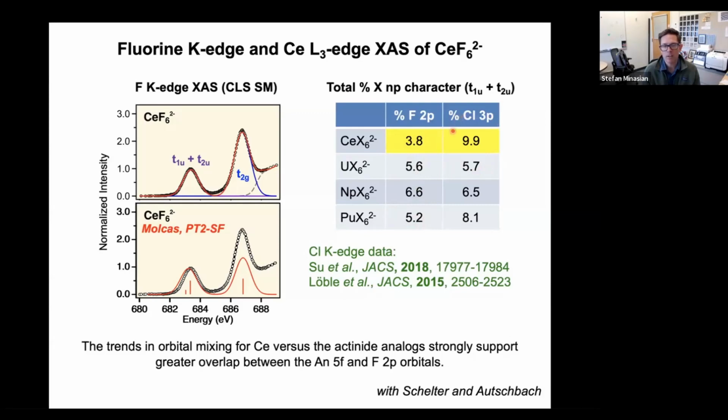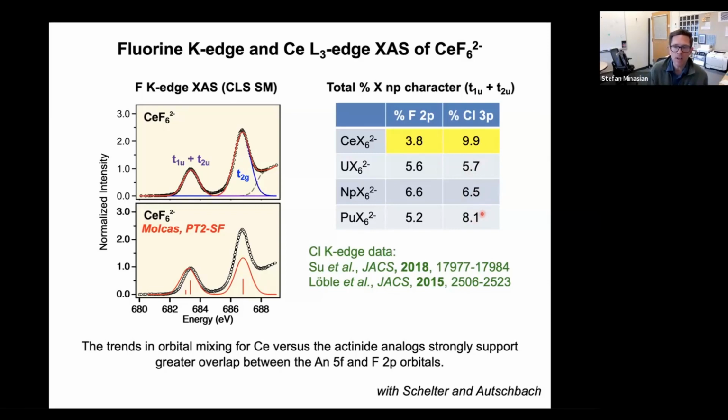When we go to the chlorides, though, we actually see the opposite trend. So for cerium hexachloride, we have a fairly large amount of orbital mixing, and then it seems to be dropping when you go to the actinide systems. And so in this case, we could probably describe this trend by thinking not about changes in overlap, but about the changes in the f orbital energies. So when you go from a 5f to a 4f orbital, you're getting a smaller energy gap, and then decreasing your orbital mixing for actinides.